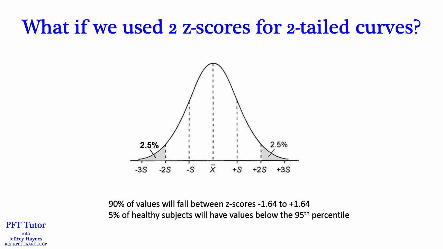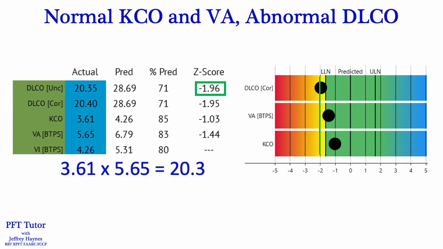Since DLCO can be abnormally high or abnormally low, it's probably better to use a two-tailed bell curve with a z-score of -2 to +2, splitting the 5% error with 2.5% on each end. So if we do that in this example, we see that the z-score is -1.96. So if we were using -2 to +2 as the normal range, this in fact would be normal.